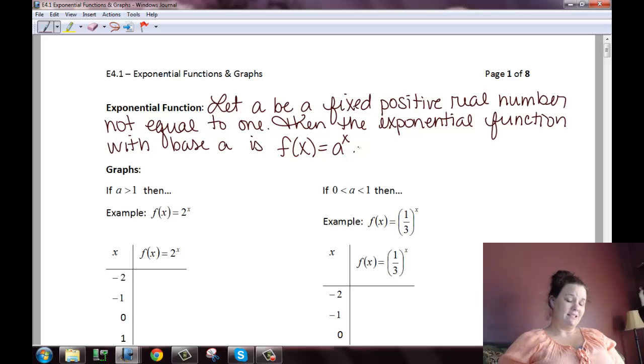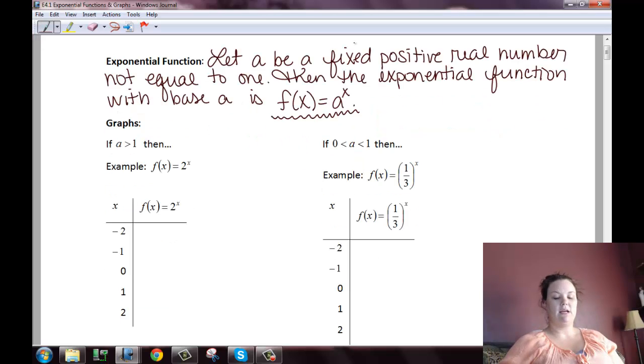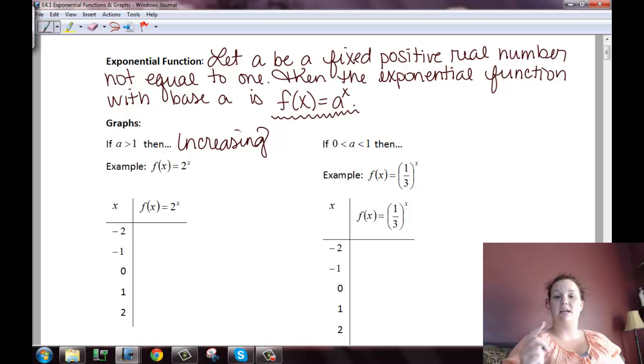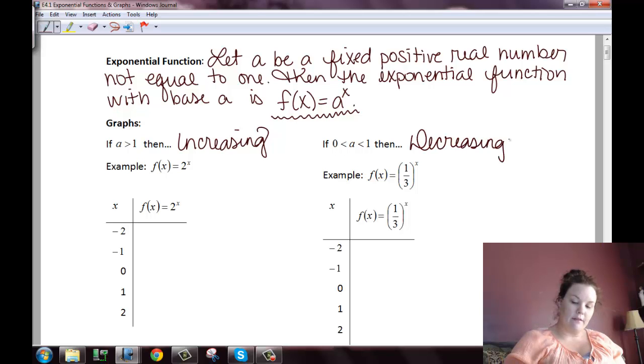So whatever our base is, our function will just look like this. F of x is equal to that number raised to the x power. So I want to show you a couple of examples here, looking at different bases. Okay, so notice if a is greater than 1, meaning our base is a number bigger than 1, then our function is increasing, meaning it starts off small and our y values get bigger. If our base is between 0 and 1, then our function is decreasing. Okay, so that helps a little bit when we're working it out to know the general shape.